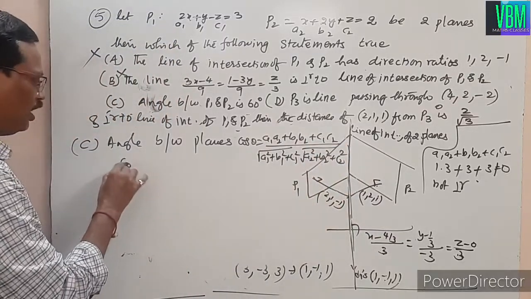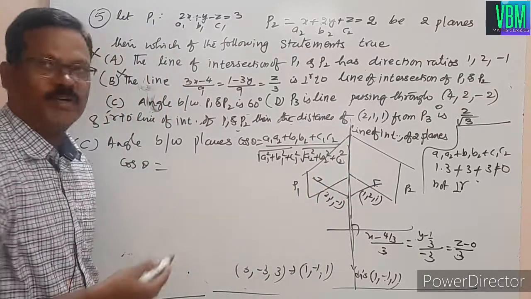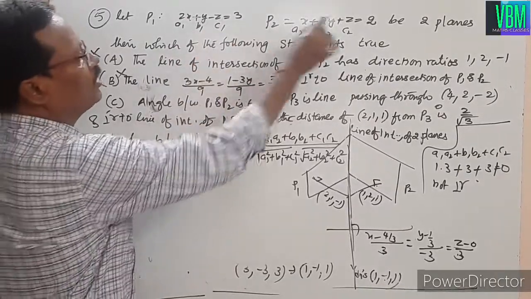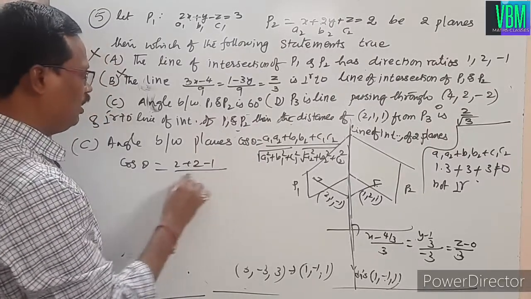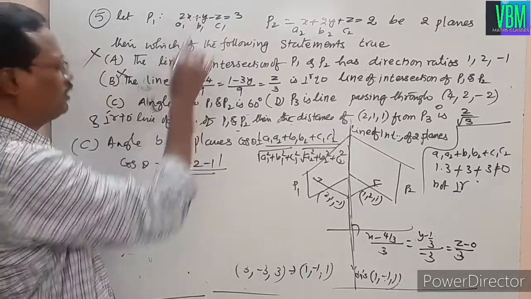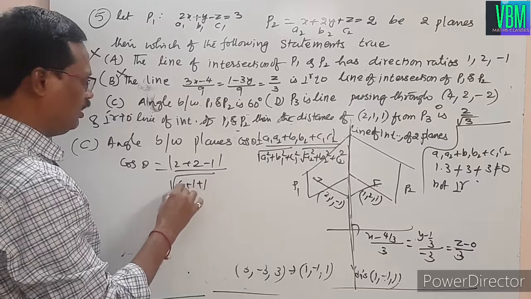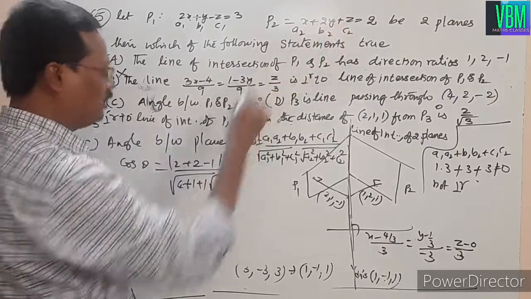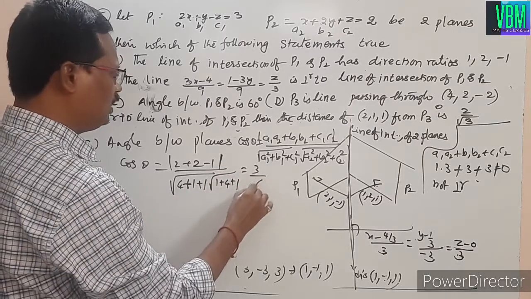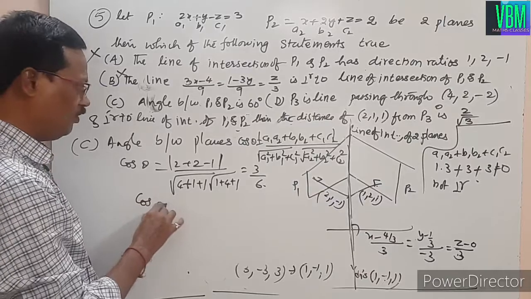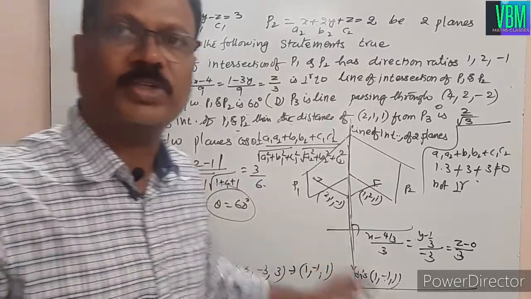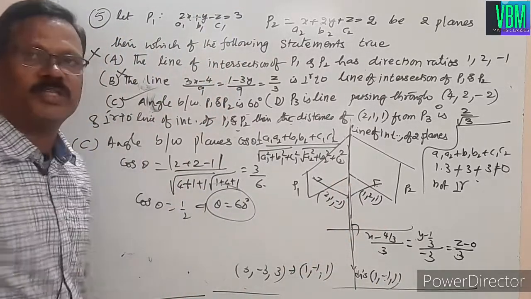Now if we apply that cos theta, what do we get? A1 A2 is 2 into 1, B1 B2 is 1 into 2, C1 C2 is minus 1 into plus 1, by modulus, since it is an acute angle we are finding, under root of A1 square B1 square C1 square: 4 plus 1 plus 1, under root of A2 square B2 square C2 square: 1 plus 4 plus 1. Therefore this is 3 by 6, so cos theta is 1 by 2, therefore theta is equal to 60 degrees. Therefore the C option is correct.